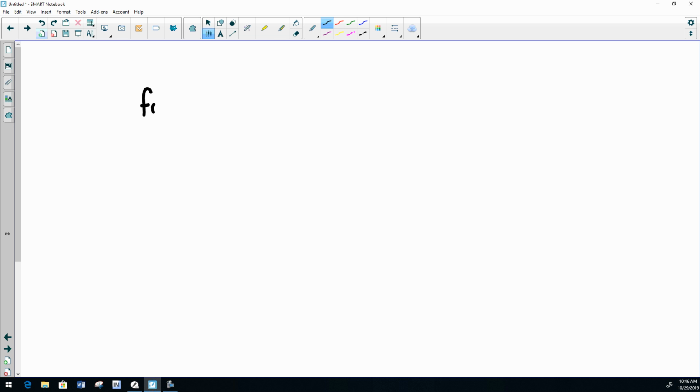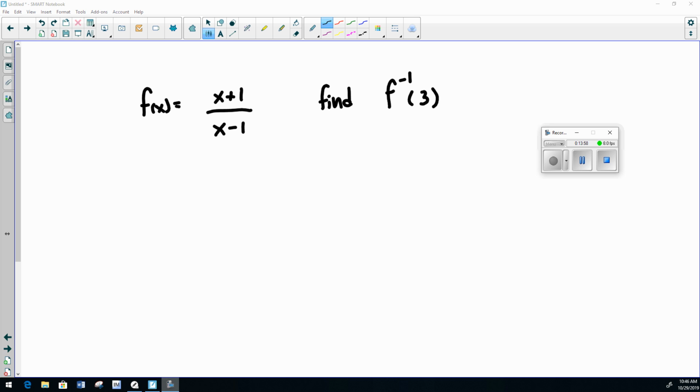Okay, same question. Find the inverse at 3, but don't find the inverse. Hopefully this looks familiar. I wasn't lying to you. We did do this at the beginning of the year. You can set it to some unknown. The unknown comes inside. So you're going to say 3 equals (x + 1)/(x - 1).